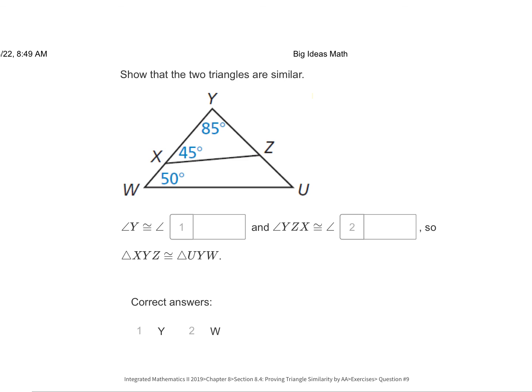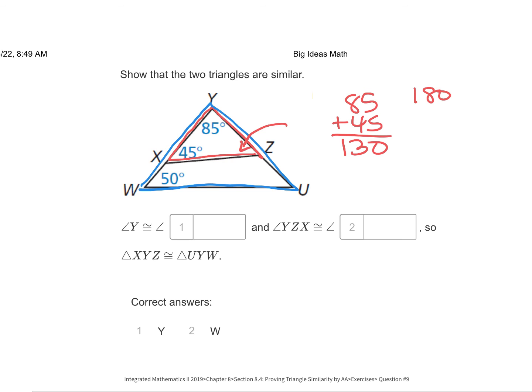So again, just like we just did on the warm-up, I need to find the missing angles of each triangle. So the two triangles I'm asked to compare here are going to be this one right here, and then the larger one. So what I can do to find the measure of this one right here, what's right next to angle Z here, I'm going to add 85 plus 45, and I get 130. I'm going to subtract that from 180, and this missing angle right here is 50 degrees. So that's equivalent to W. And then angle YZX, which is this one, is 50, and so is angle W.